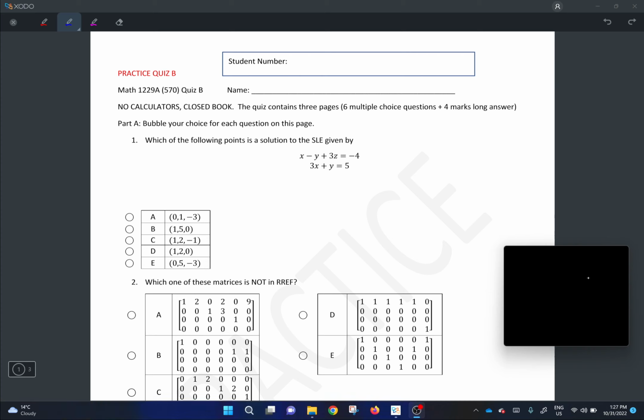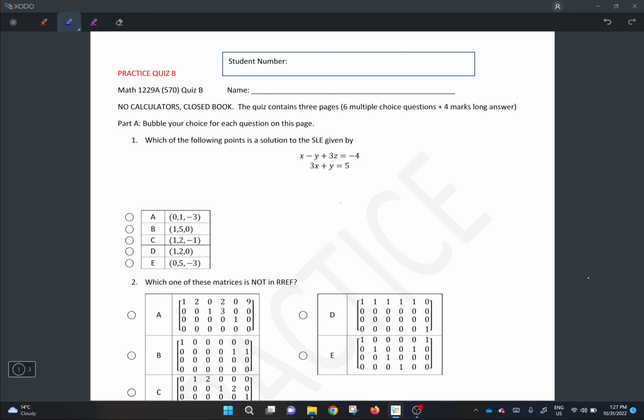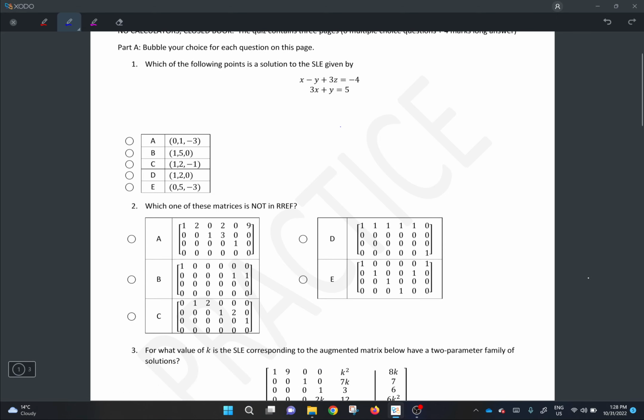Okay, so I'm going to go through the quiz B practice. The first question asks, which of the following points is a solution to the system of linear equations given by what's there? Now, a point is a solution to a system of linear equations if you plug it in and get left-hand side equals right-hand side.